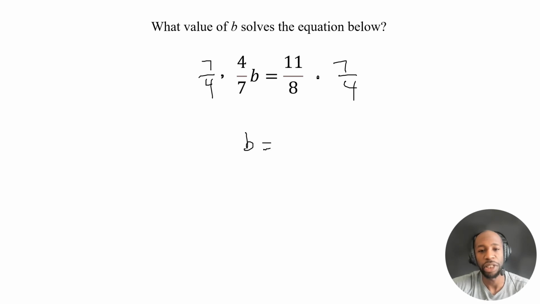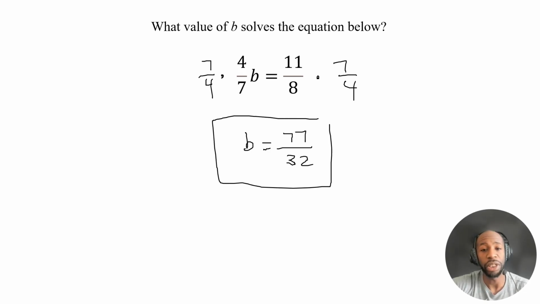And then 11 times 7 is 77. 8 times 4 is 32. This can't be reduced any further. And so b is 77 over 32. I know it's a weird looking fraction, but that's the actual right answer to this problem.